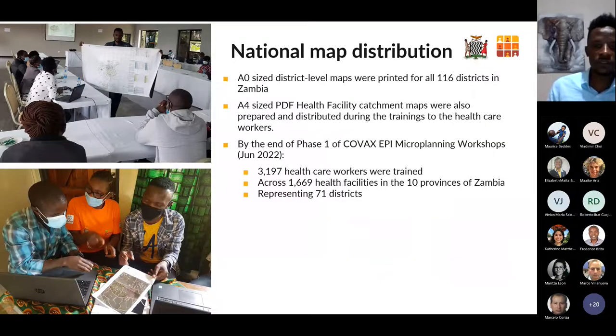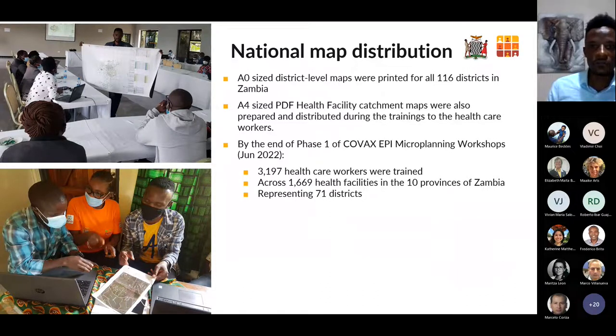In terms of map distribution, we just went around the country, supported the EPI national officers to implement these trainings on the ground, and distributed maps both in PDF as well as hard copy. We distributed those large ones in the picture above. Those are A0 maps printed on PVC paper, such that healthcare workers were able to use them, fold them. They could get soaked, but they will not get destroyed.